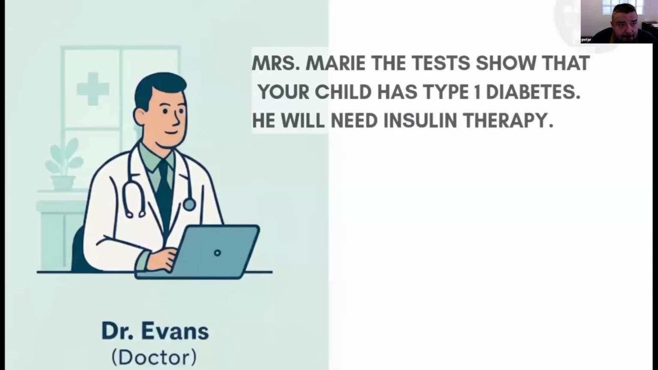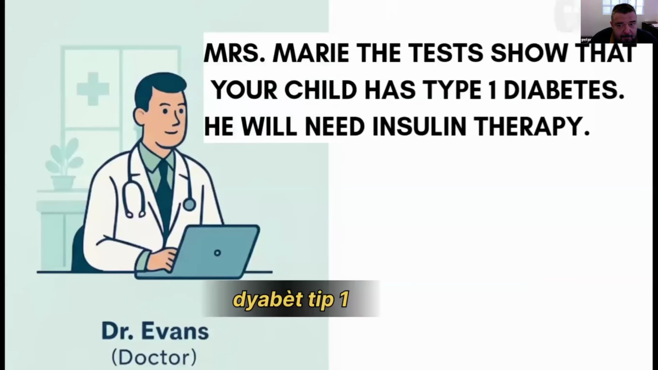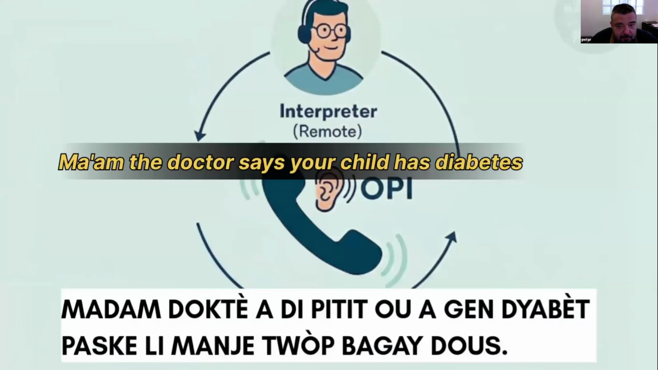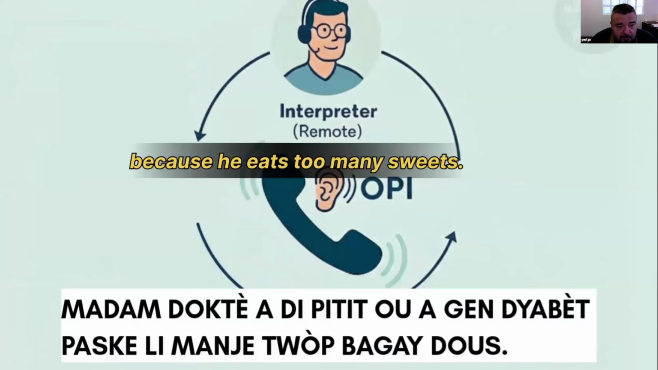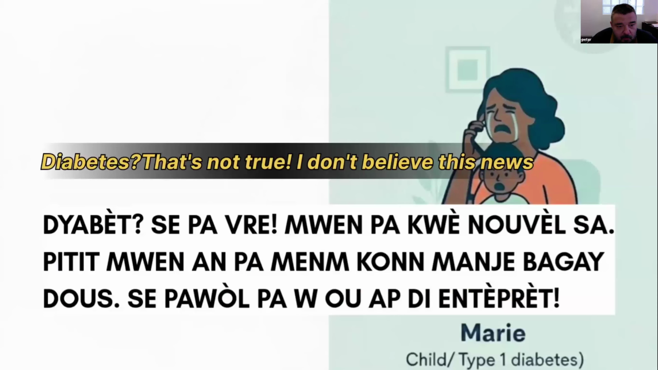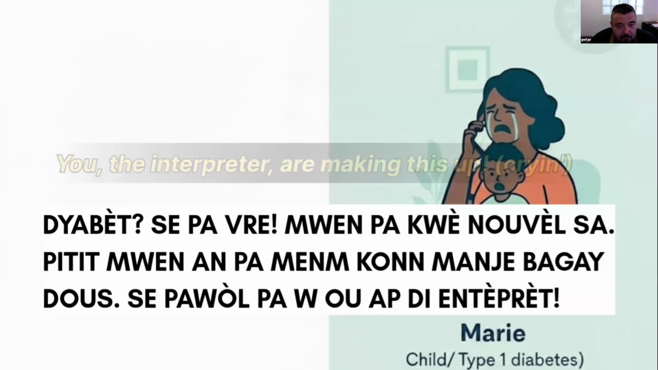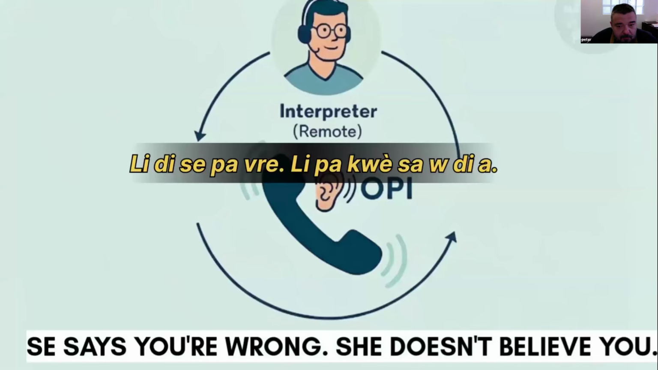Mrs. Marie, the tests show that your child has type 1 diabetes. He will need insulin therapy. Madame dokter a di pitit wak gen diabet paske li manje trop bagay dous. Diabète? C'est pas vrai. Moi pas quoi nouvelle ça. Petite moi pas même qu'on mange bagay douce. C'est parole pour ou di interprète. She says you're wrong. She doesn't believe you.